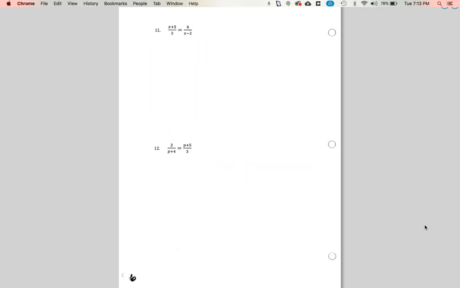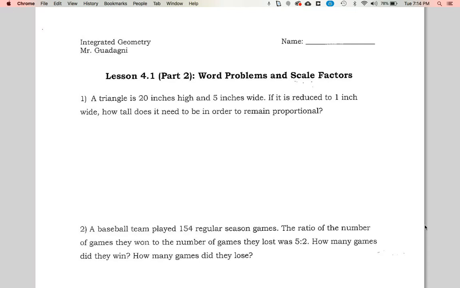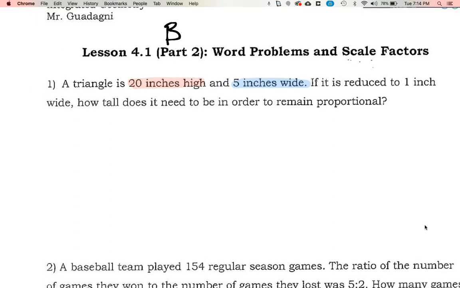So there's your homework from yesterday. And then 4.1 part 2. I've been calling it 4.1 part B. And we're going to start with word problems and scale factors. A triangle is 20 inches high and 5 inches wide. So you should already be thinking of a ratio because we're just comparing two different things right now, two quantities, height and width. So it's 20 by 5. So right there, we have a complete ratio.